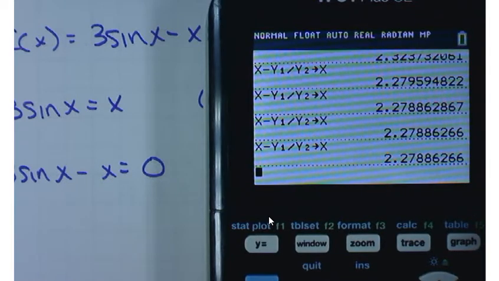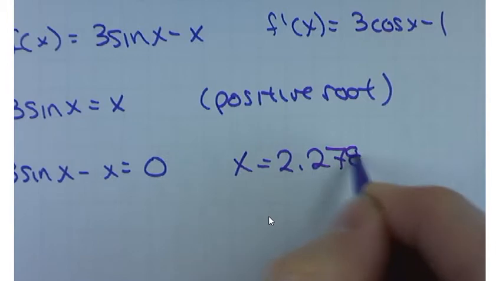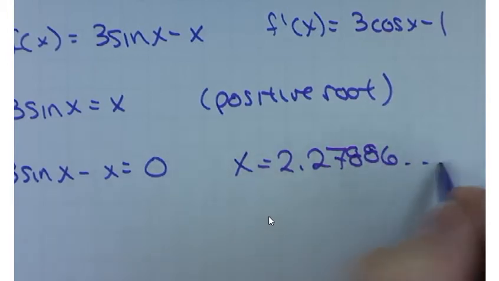You should hit enter until you see that these don't change anymore. From here to here, there was only a change in the last decimal place. Here to here, there wasn't a change at all. So once you see that there's no change in your function or the values, that's good enough. You just press enter a few times. Chances are you're not going to have to press enter that many times. So x is 2.2788, like that.